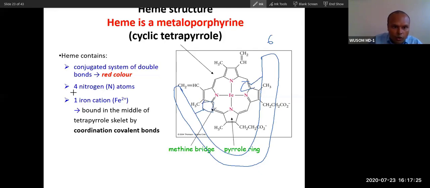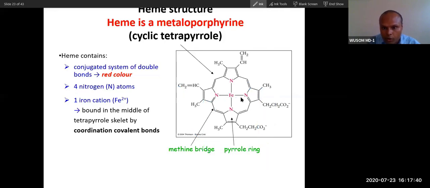Let's see, this is 4 nitrogen, and the heme is present at the center with these 4 nitrogens. They will bind like this. You can see in red color, this nitrogen will bind this iron, and this nitrogen will bind this iron. All nitrogen has a lone pair of electrons, and with that lone pair of electrons it will bind to the iron. Remember that.